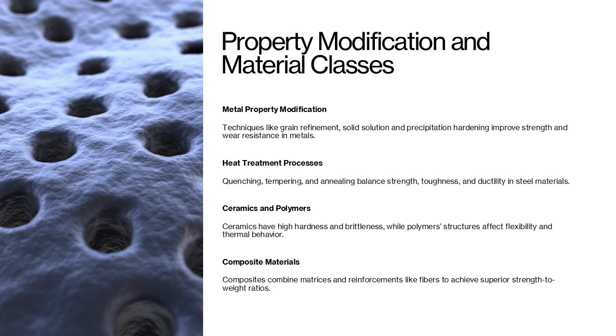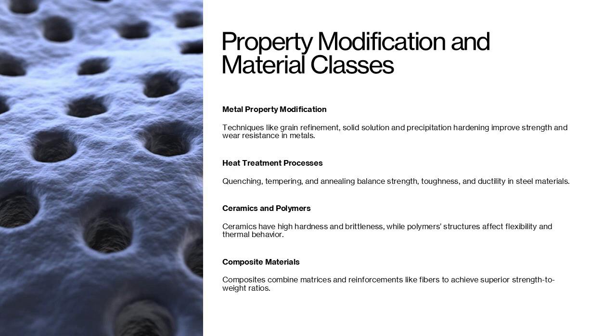Grain refinement increases strength through the Hall-Petch relationship, while solid solution and precipitation hardening enhance hardness and wear resistance. Heat treatments such as quenching and tempering balance strength and toughness in steels, and annealing restores ductility after cold work.